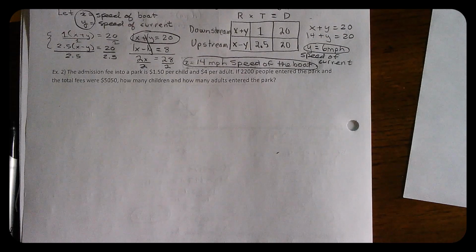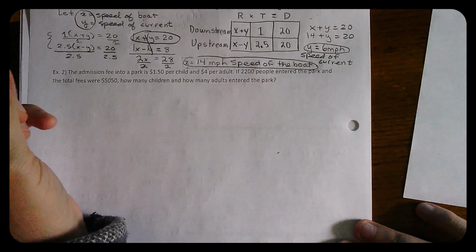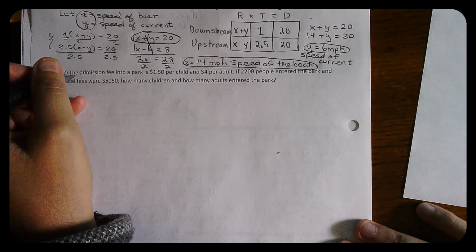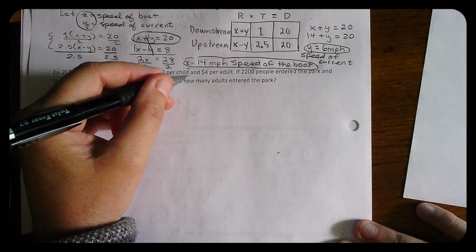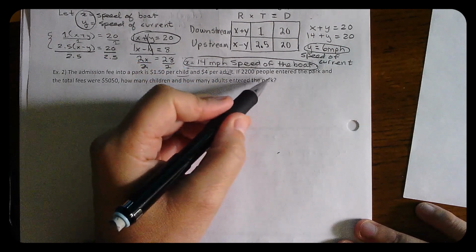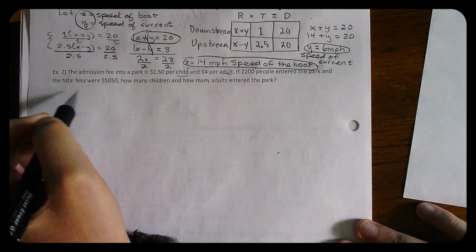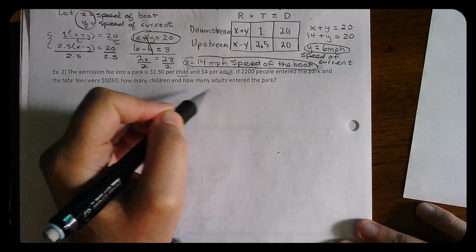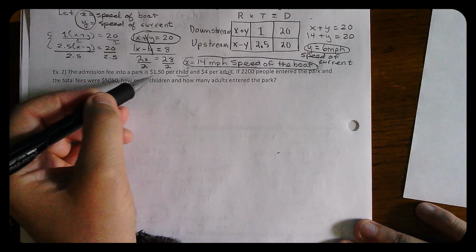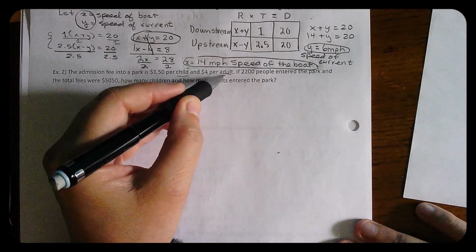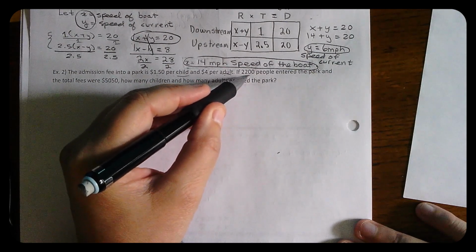All right, so the last word problem example is a traditional one. You don't need a table. First thing you want to do is read through the problem. The admission fee into a park is $1.50 per child and $4 per adult. If 2,200 people entered the park and the total fees were $5,050, the question is how many children and how many adults entered the park? Well, we can see that we're given ticket amounts per child and ticket amounts per adult, and we're given total amounts.